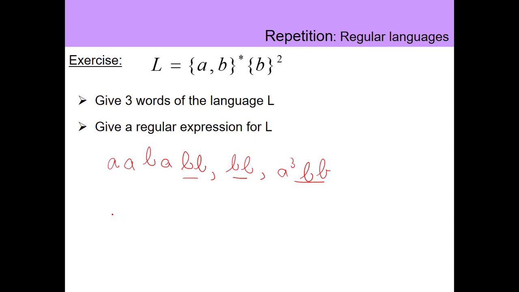If we look at the regular expression, so the corresponding regular expression would be we choose A or B as often as we like. This comma here means choose from A or B, and then we finish with 2 B's.